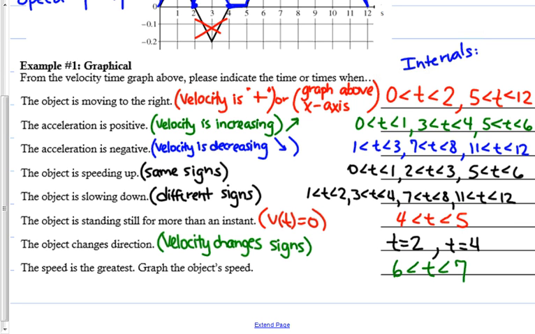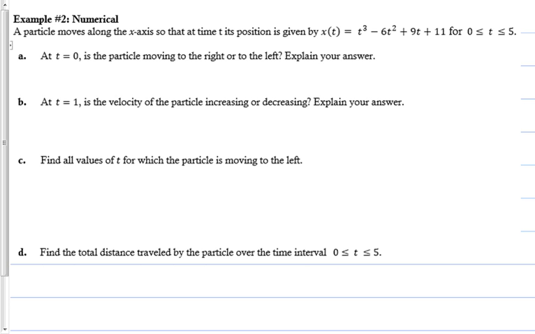Okay, moving on. Okay, example 2. We're doing this now numerically. So last time was graphically, now it's numerically. A particle moves along the x-axis so that at time t, its position is given by x of t equals t cubed minus 6t squared plus 9t plus 11 for an interval from 0 to 5. Now notice how the position function is being called x of t. Okay, s of t, x of t, they're the same thing. They're interchangeable. They will use both.